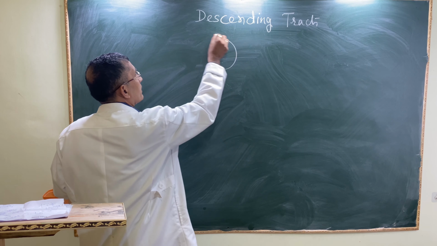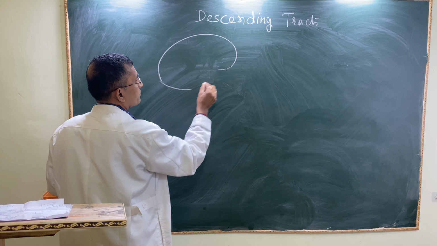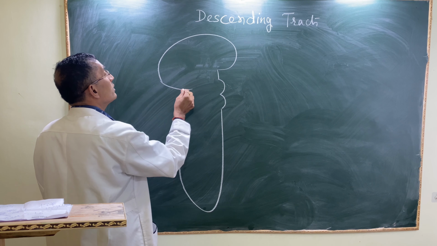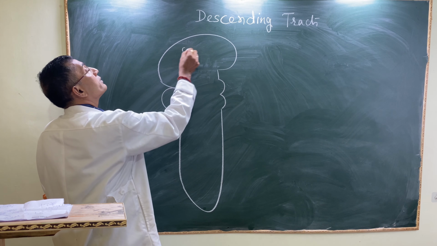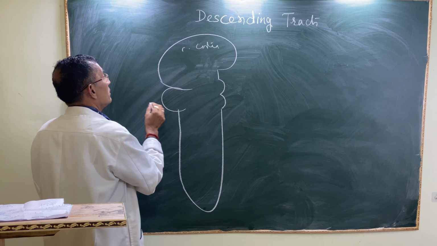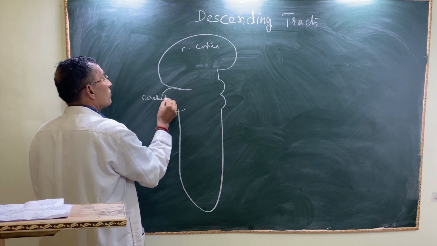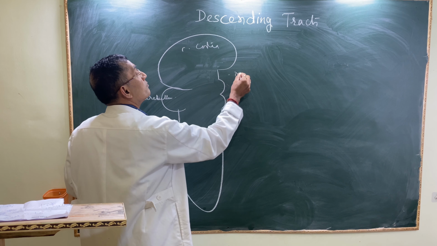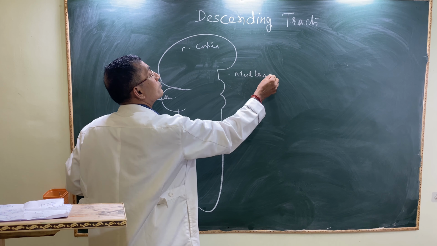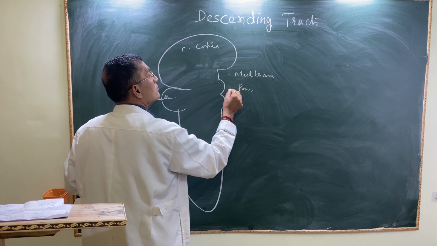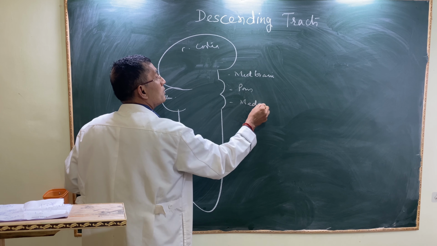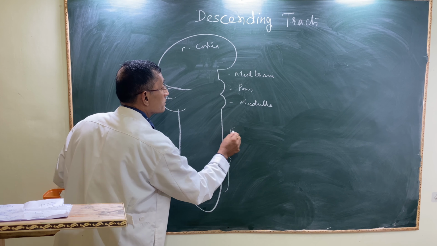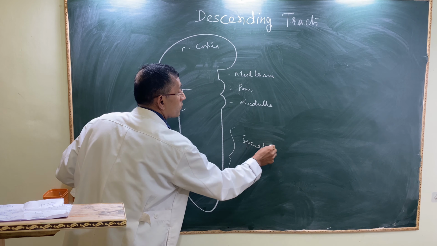This is the midbrain, then pons, and this is the cerebral cortex. This is cerebellum. Now this is the midbrain, pons, and then medulla, and this is obviously spinal cord.